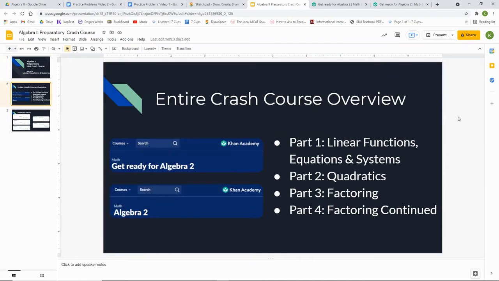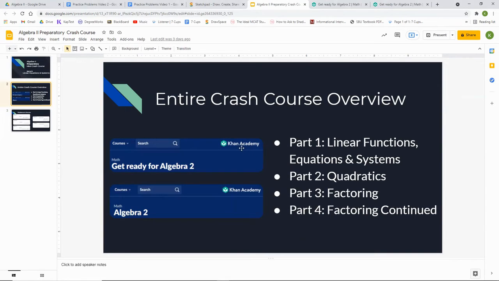So a quick overview. We're going to have 4 videos. Part 1 is going to focus on linear functions, equations, and systems. Part 2 is going to focus on quadratics. Part 3 is going to be focusing on factoring. And part 4 is factoring continued, because factoring is a big part.